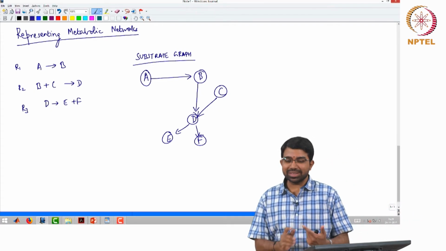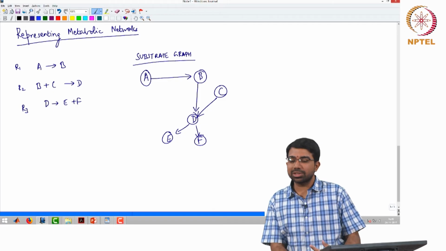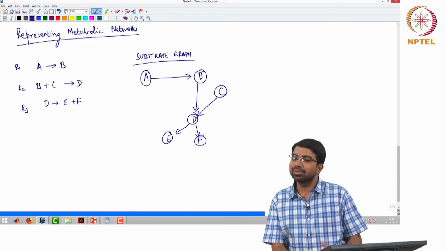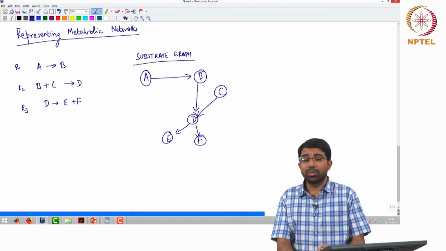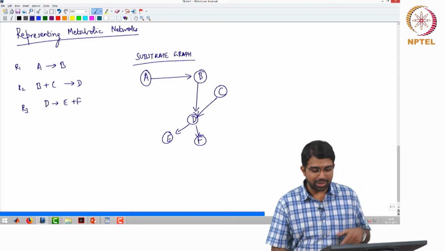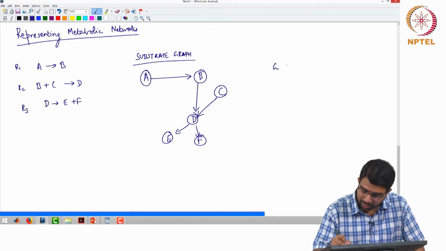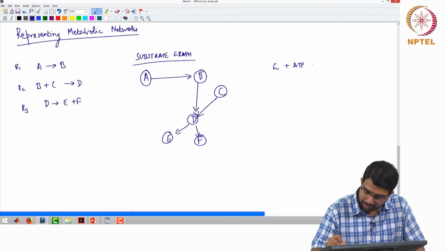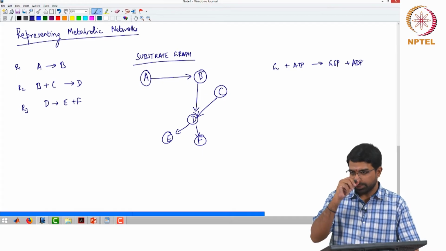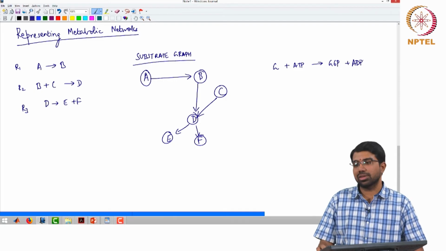So, this again brings us to a limitation of modeling. How would you choose a representation? Going back to how would you choose a model, it depends on what you want. If I want to figure out the shortest path to produce F from A, or let us just for a moment think about glycolysis, I will just write two reactions, glucose plus ATP, is that right? That would be the first reaction of glycolysis. What is the last reaction of glycolysis?